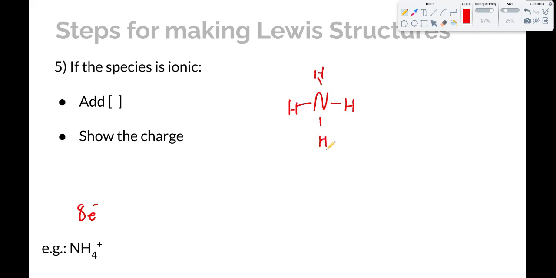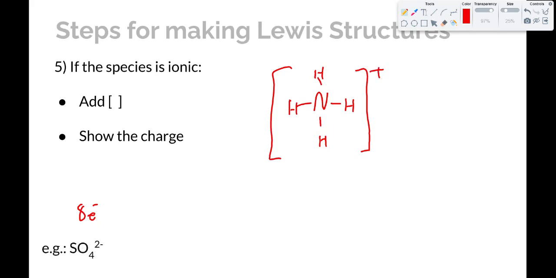Don't have to make any modifications because the octet's already full for nitrogen, and hydrogens are stable with only a bond. So now let's check our electron count. Each bond is 2. There's 4 bonds. That's 8 electrons. That's good. So now we're almost done. Because this is an ion, we're going to bracket it, and then we're going to put that charge up there.